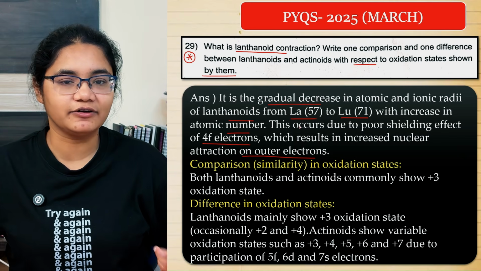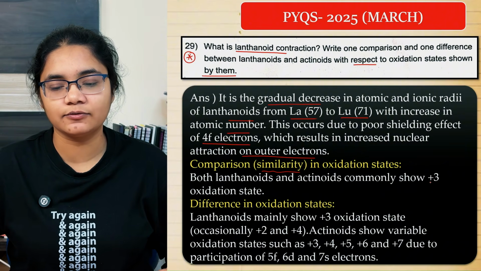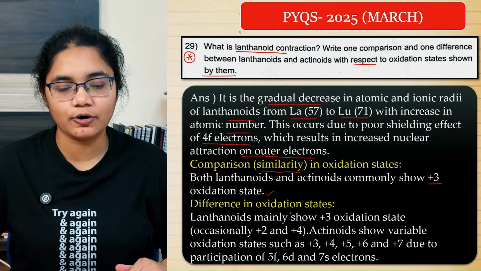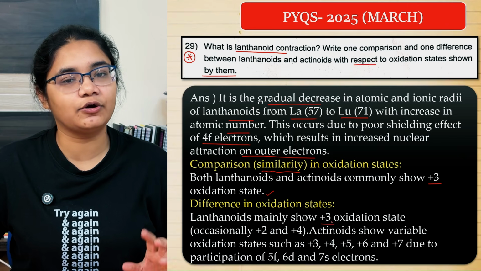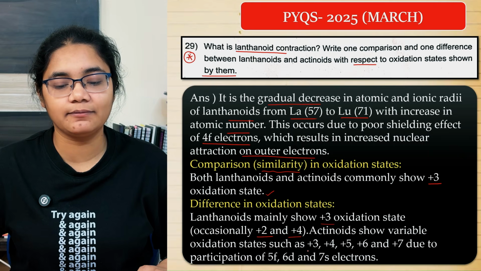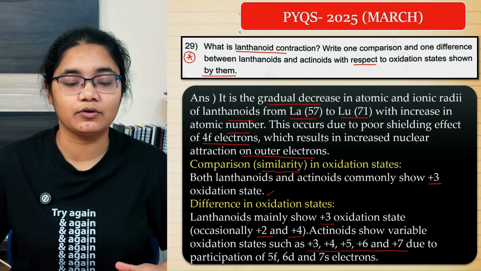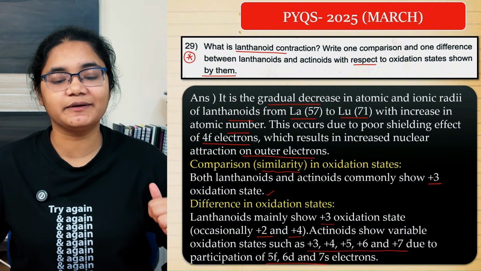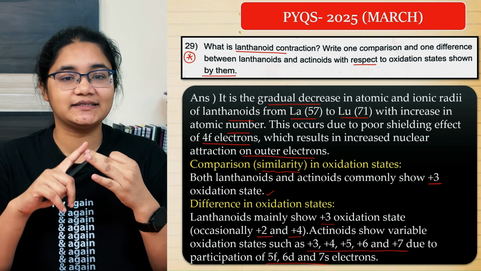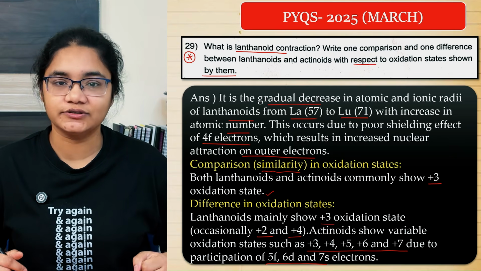Now talking about their difference and similarity on the basis of oxidation state. So first let's talk about similarity. Both of them show a +3 oxidation state, the common oxidation state. And if you talk about difference, lanthanides mainly show +3 oxidation state, whereas occasionally +2 and +4, whereas actinoids can show variable oxidation states like +3, +4, +5, +6, as well as +7, due to the participation of 5f, 6d and 7s electrons. They have comparable energies, so that is why they can show more number of oxidation states.